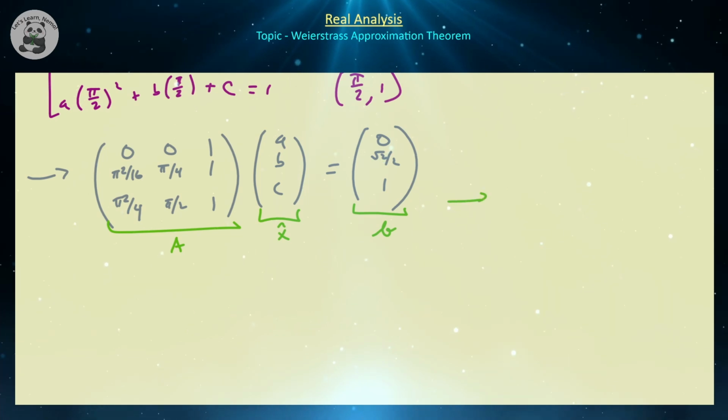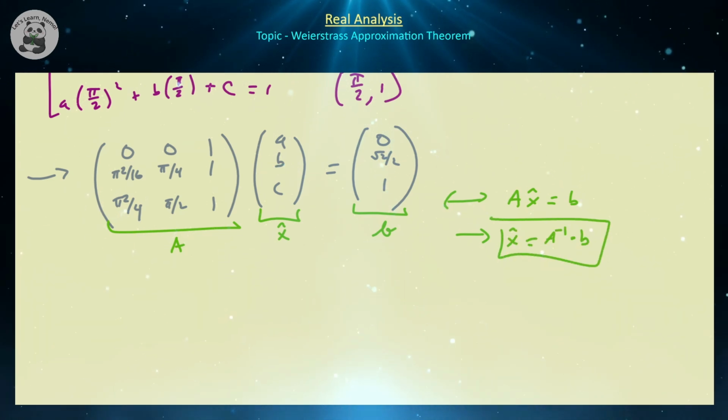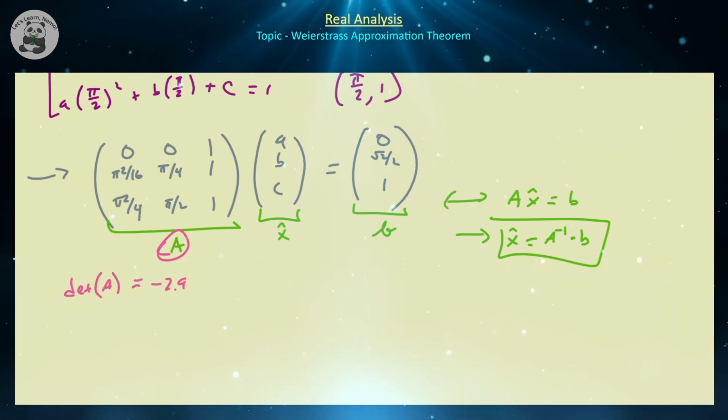So what we need to do is solve this equation for x, and obviously we need to be able to find the inverse of A, so x hat will be equal to the inverse of matrix A times that vector B. And as long as the determinant of A is not equal to 0, then we're going to be safe. So one can find, at least numerically or using whatever methods you have for determinants, this is going to be approximately negative 2.9, which is obviously not equal to 0, which means we have a unique solution x hat for this matrix equation.